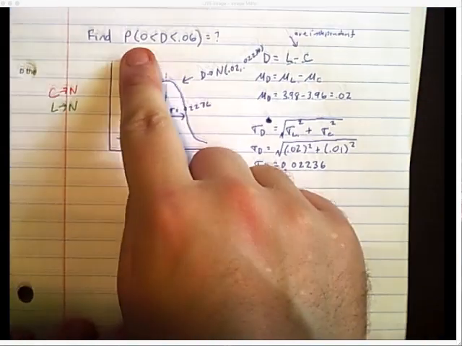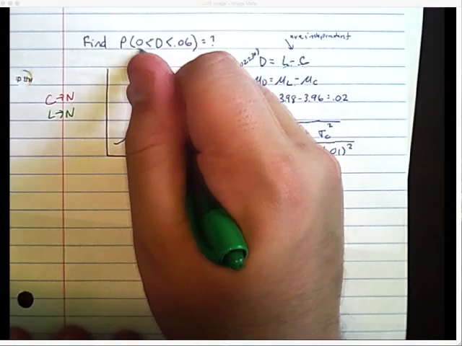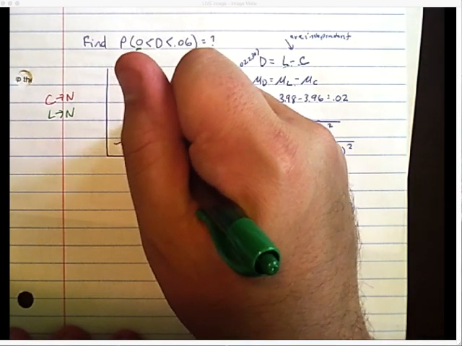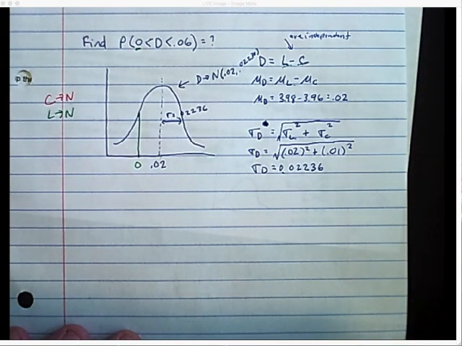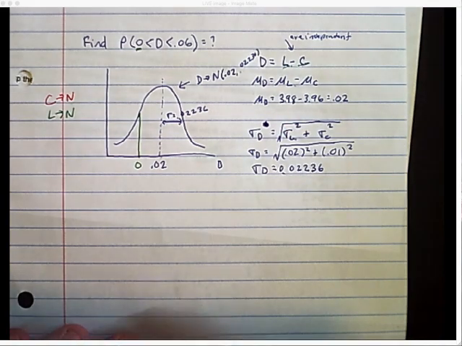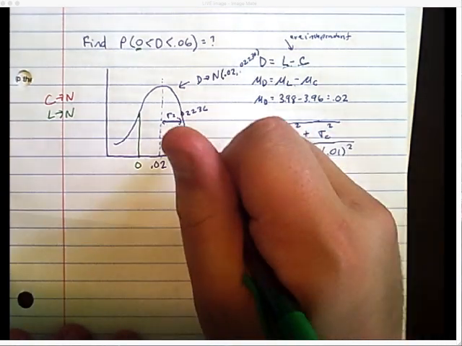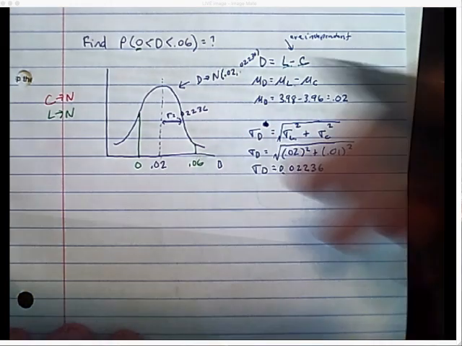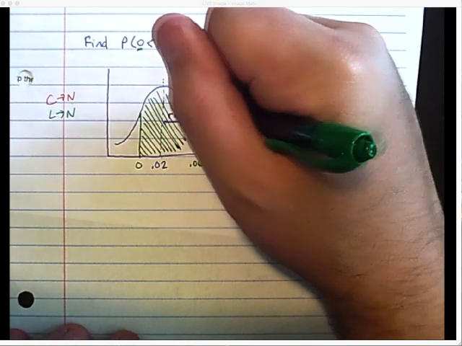All right, well, what are we trying to find? We're trying to find the probability that the difference is from 0 to 0.06. Well, where is 0 on this curve? Well, 0 would fall to the left of the mean. So maybe about, I don't know, right here. That's where 0 is. Because remember, this is the difference distribution. And where is 0.06? Well, 0.06 would be to the right, almost 2 standard deviations out. So what I'm actually trying to do here is figure out the area under this curve.